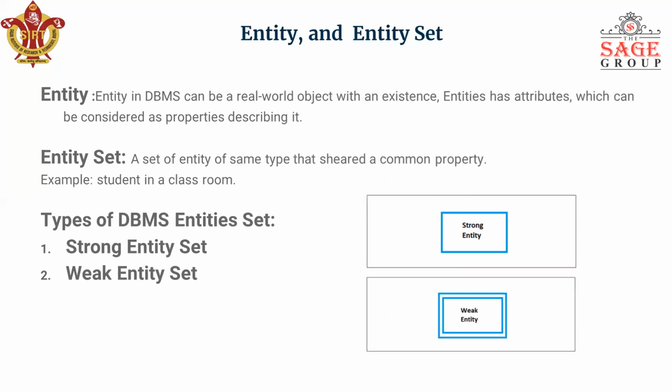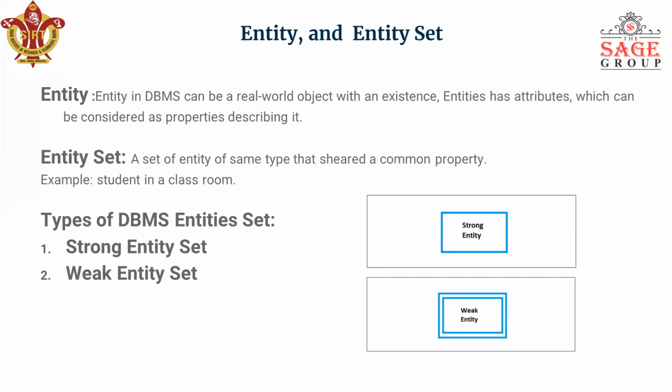The next topic is entity and entity set. Basically, an entity in the database can be a real world object with an existence. Entities have attributes, which can be considered as properties for describing it. Means each entity has its own attributes. Now, what is entity set? A set of entities of the same type that share a common property is known as entity set.